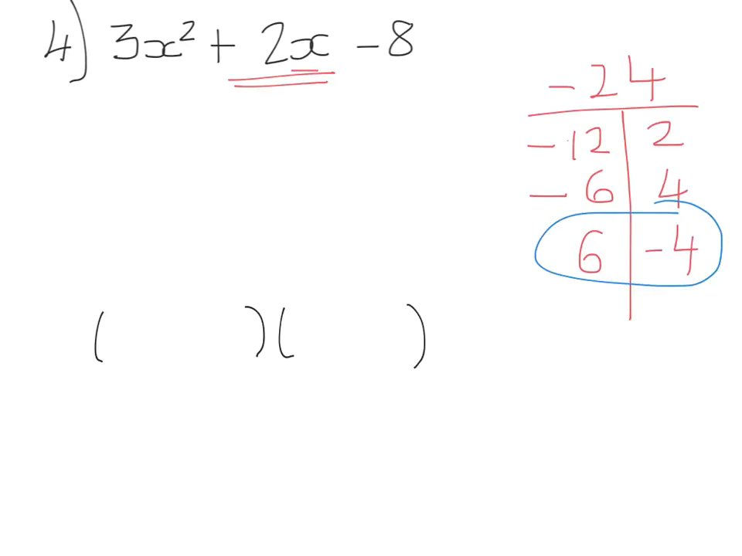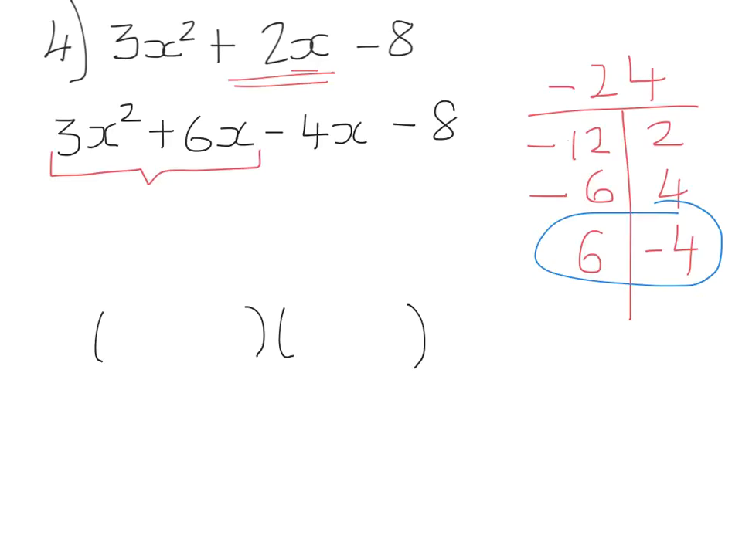Once I've got that, I'm going to rewrite my initial equation, 3x squared, but instead of plus 2x, I'm going to use my 6x minus 4x, and then put my -8 on the end. Okay, you're now looking at this as two separate parts for now. First thing to do is to find your common factor. So the common factor of 3x squared and 6x is 3x. So that's going to be x plus 2.